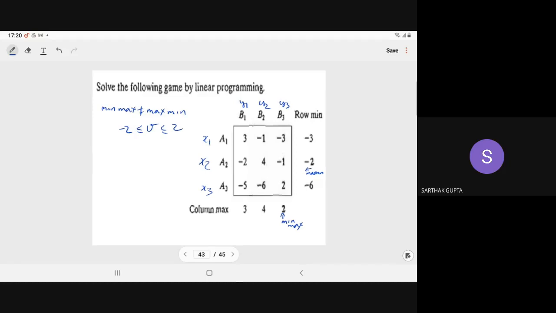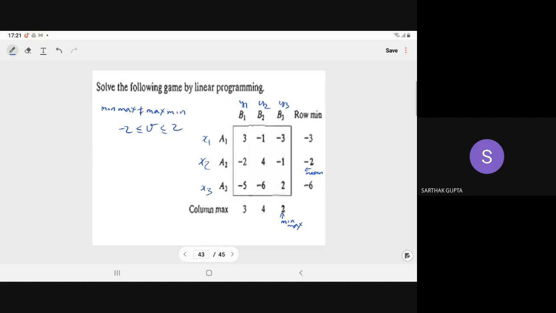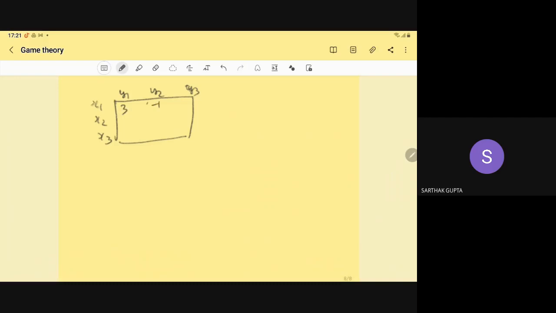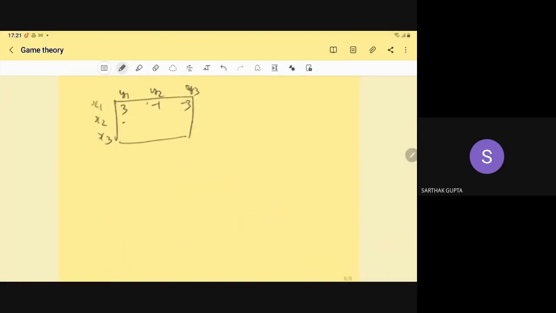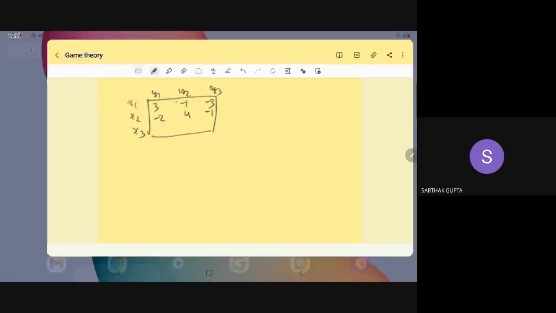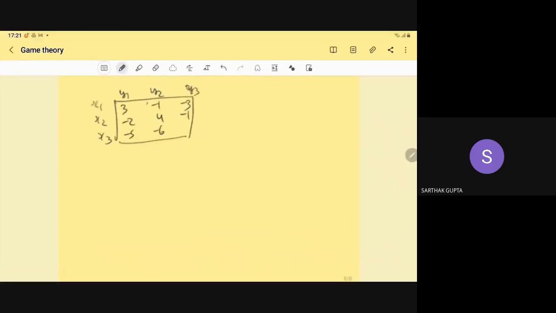So what is the expected payoff? Let's say here we have x1, x2, x3, and here we have y1, y2, y3, and the entries are 3, minus 1, minus 3, minus 2, 4, minus 1, and minus 5, minus 6, 2.